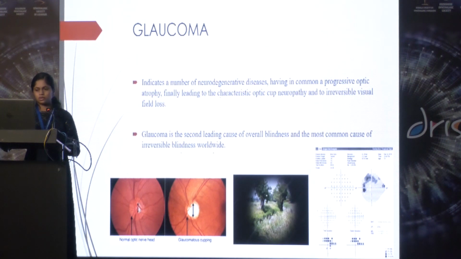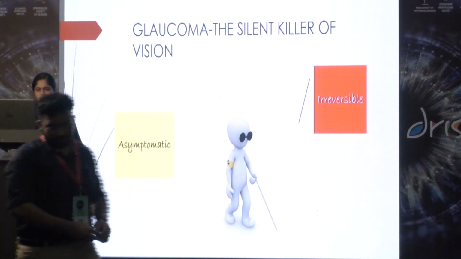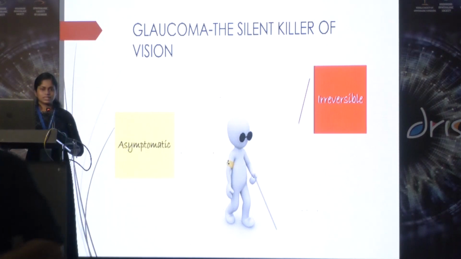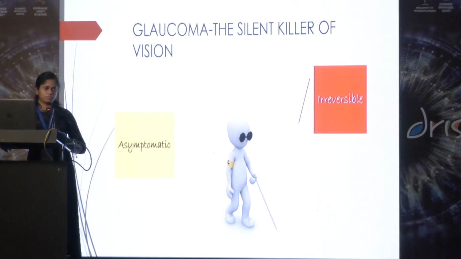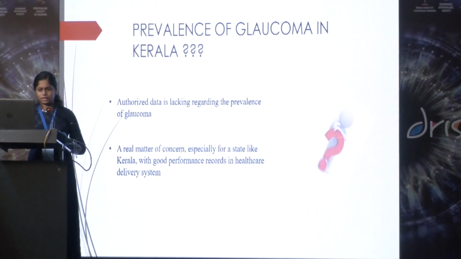Glaucoma is the second leading cause of overall blindness and the most common cause of irreversible blindness worldwide. Glaucoma is often referred to as the silent killer of vision, as it is asymptomatic in the early stages except for angle closure disease, and it's irreversible, that is, damage that has once happened to the retinal nerve fiber layer cannot be repaired. So what exactly is the prevalence of glaucoma in Kerala?